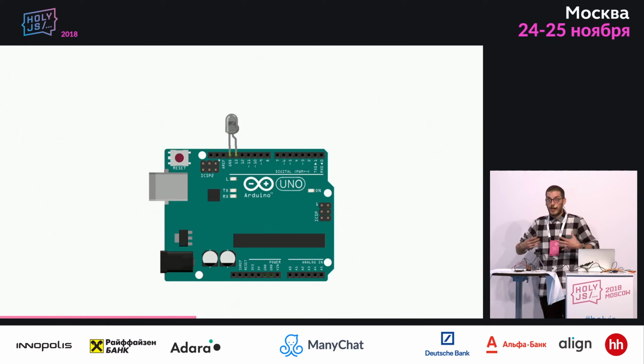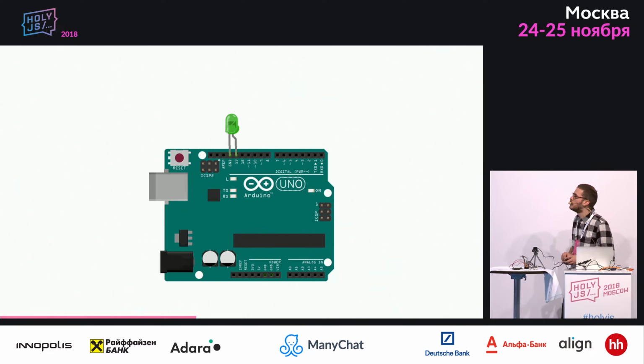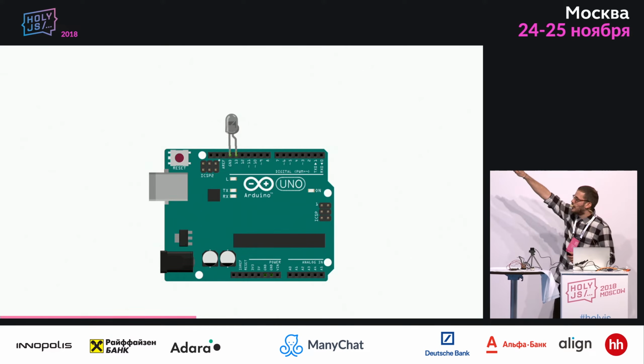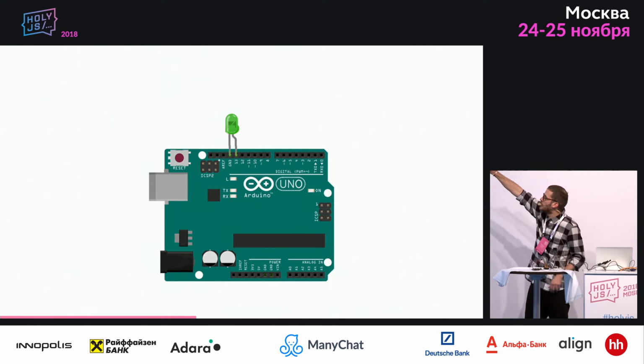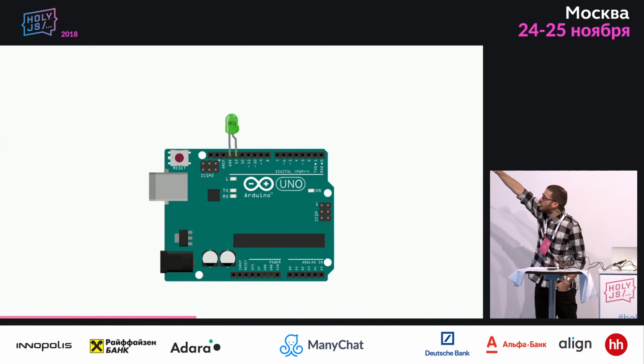As I want to start prototyping fast, I have decided to start simple, just by trying to blink this LED light. So I have attached this LED light to the port labeled 13 and the ground.